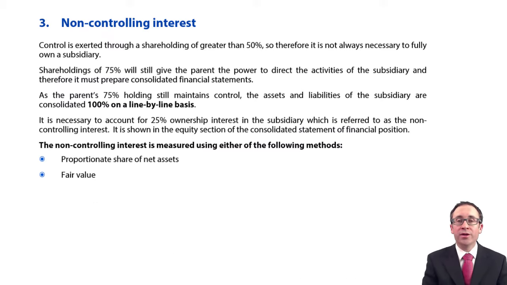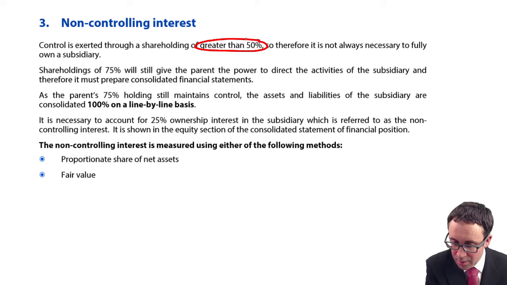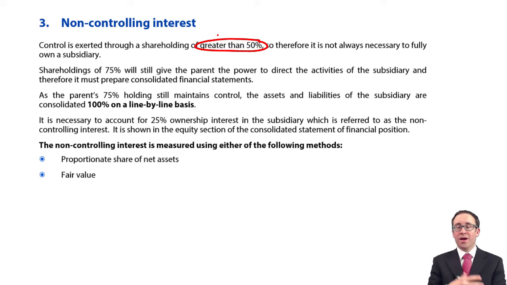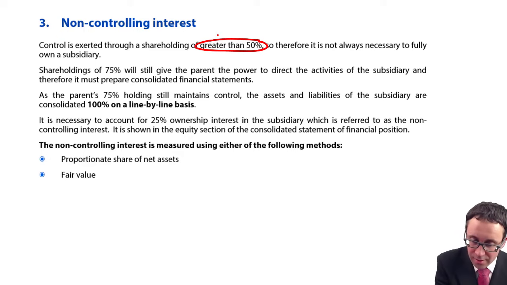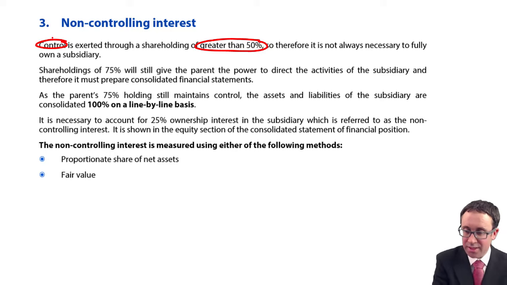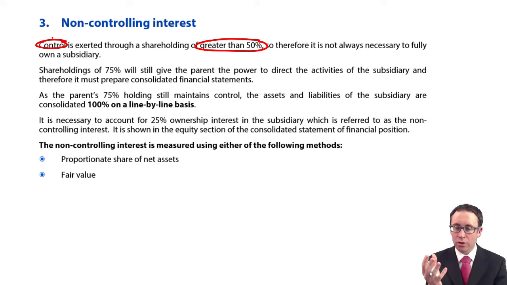So we've gone through and consolidated a subsidiary whereby we have a 100% equity stake within it, but that's not going to be realistic within the exam. The likelihood is that you will own greater than 50 but less than 100%, and if that's the case, because you own greater than 50%, you will still have control. Okay, that's the key bit. Greater than 50% of the equity share capital gives you control.